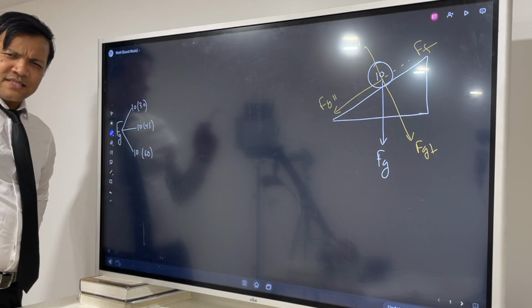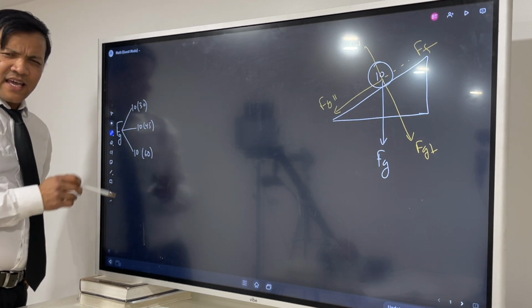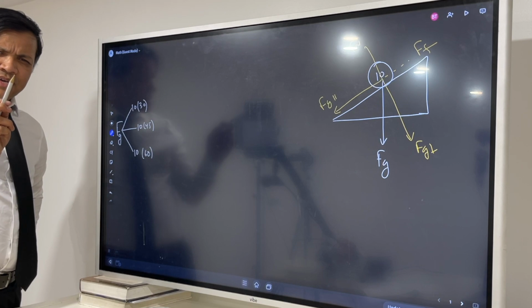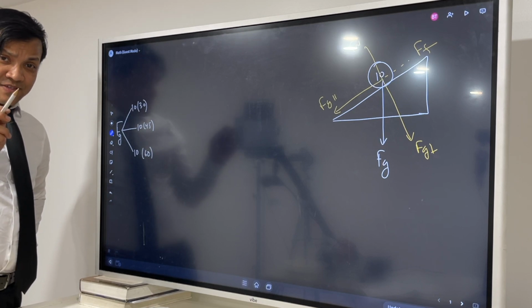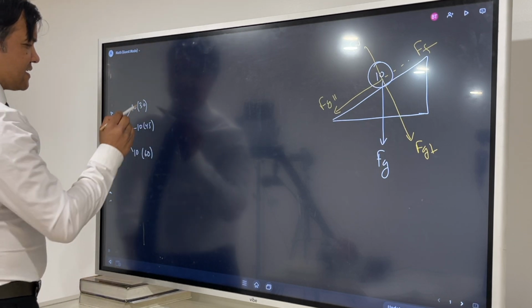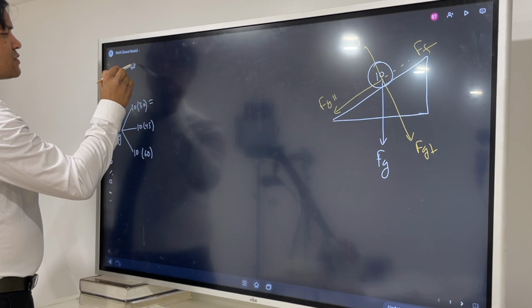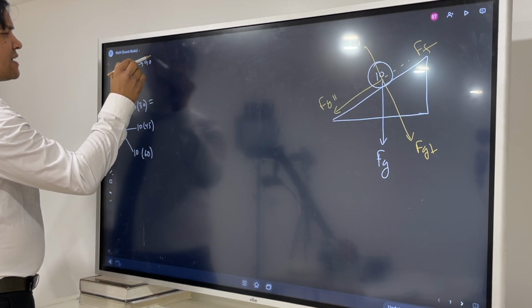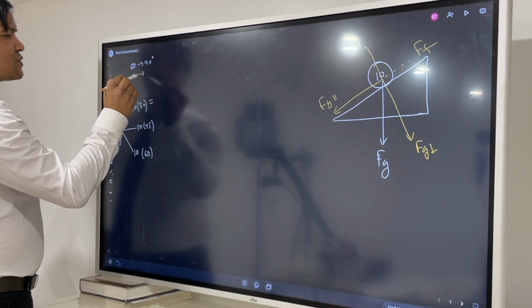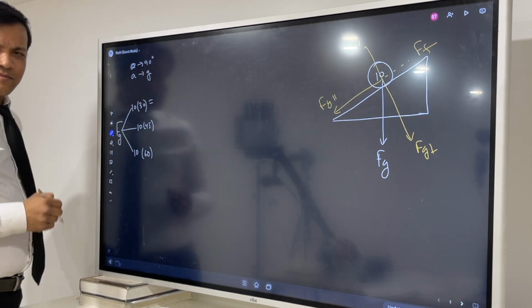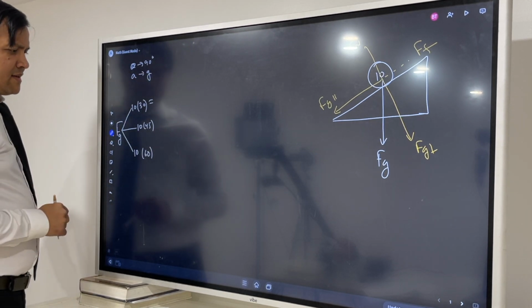You will see that as you increase the angle, the acceleration will also increase. Acceleration also increases, and is going to approach 9.8. You see that. So if theta goes to 90 degrees, acceleration goes to g. All right, you'll see that.